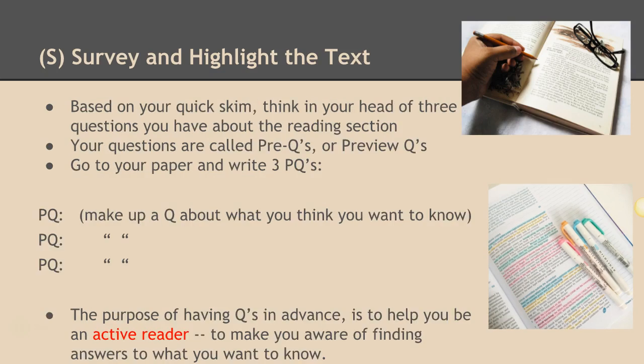Based on your quick skim, think in your head of 3 questions you have about the reading. These questions are called pre-questions, or we'll call them PQs. Go to your paper, and the first thing you're going to write is 3 pre-questions. They can be any questions, made-up questions about what you think you want to know about this chapter. Why are you doing this? The purpose of having questions in advance is to help you to be an active reader. This way, when you're reading the chapter, you're looking for something.